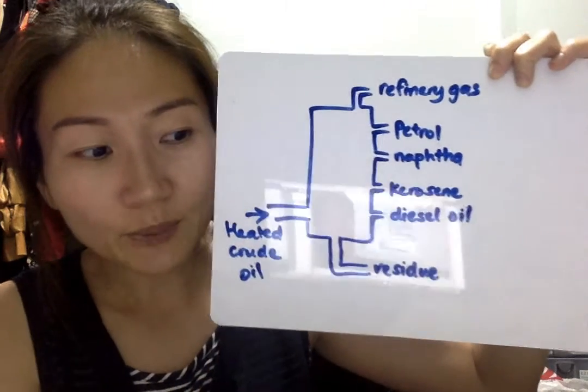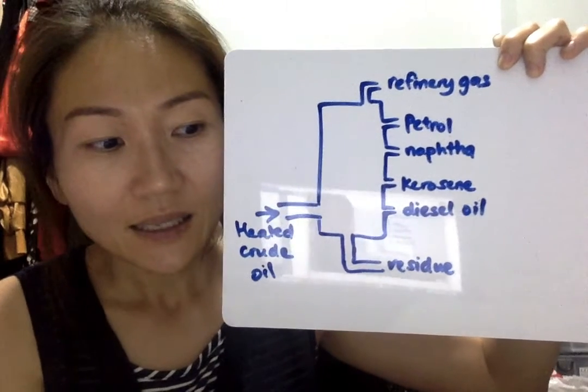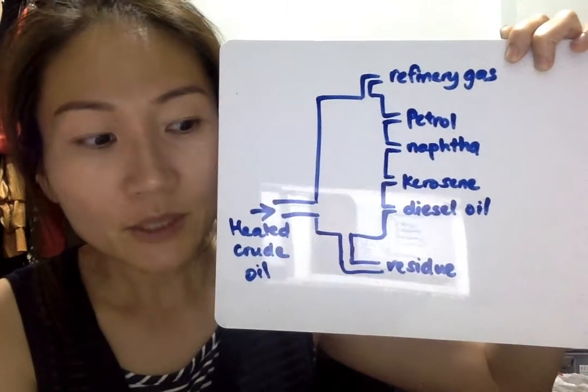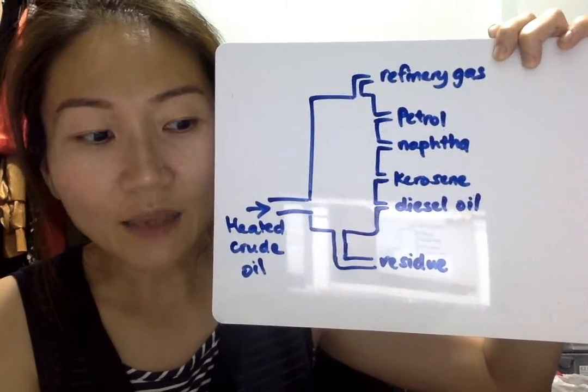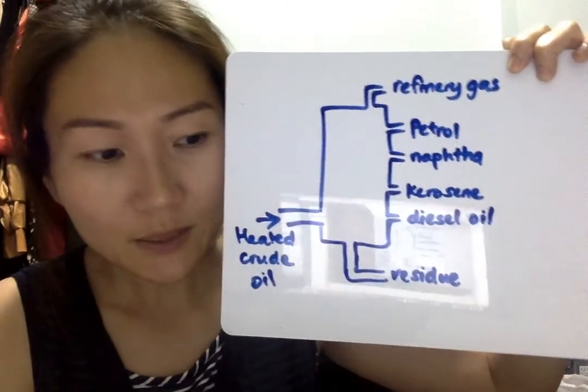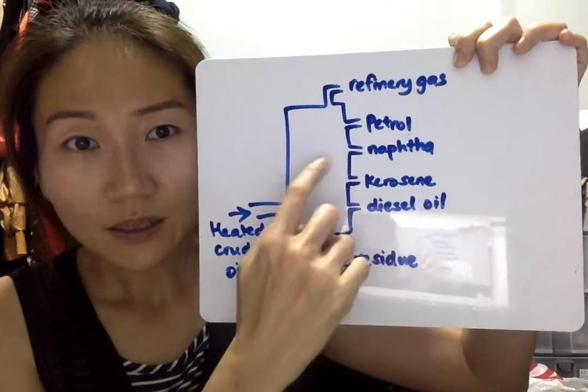Next, we move down to petrol, which is used as a fuel in cars. The boiling point range is between 25 to 80 degrees Celsius, and the length of carbon chain for petrol is between 5 carbons to 8 carbons.